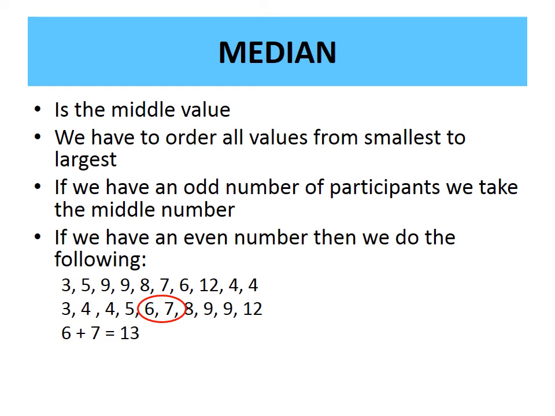So in order to work out the median when we've got an even number of participants or data, what we need to do is add the two numbers in the middle. So in our case, it's 6 and 7, which equals 13. And then we simply divide 13 by 2. So our median in this case is 6.5.